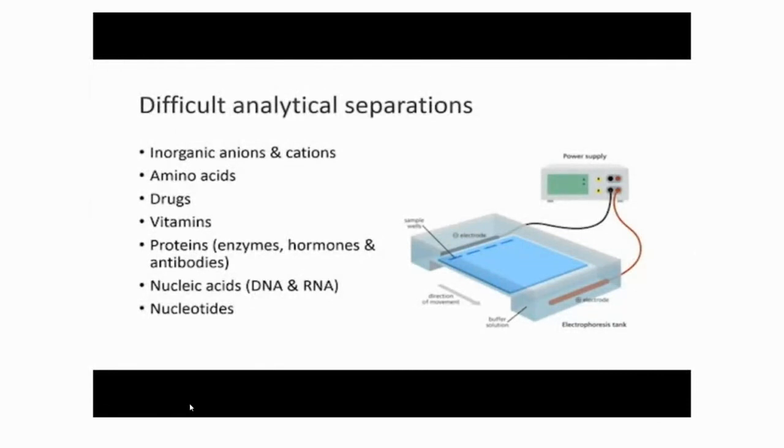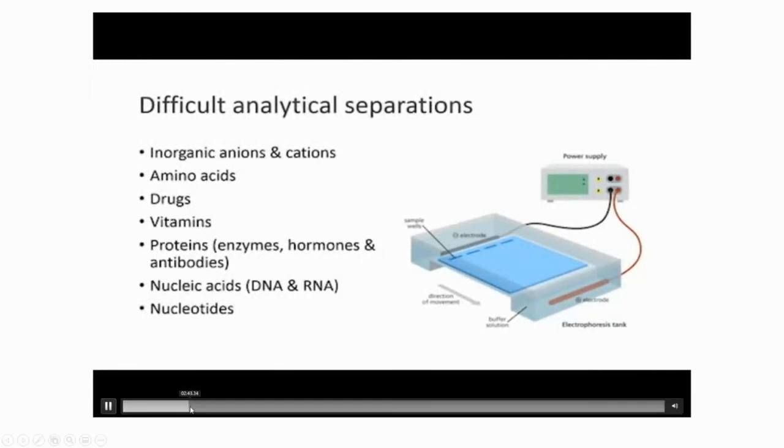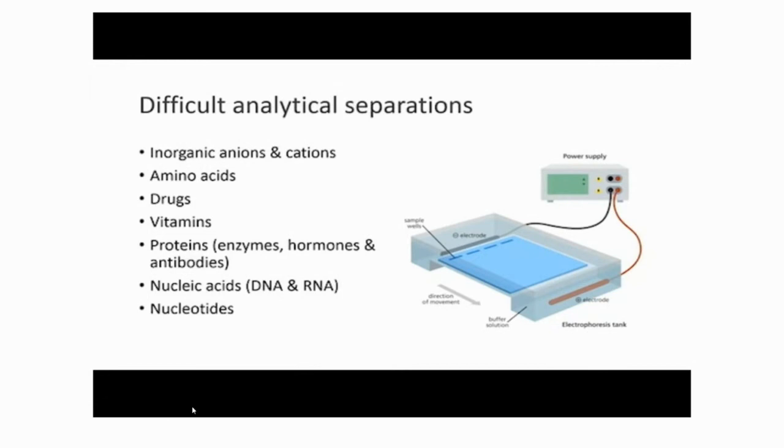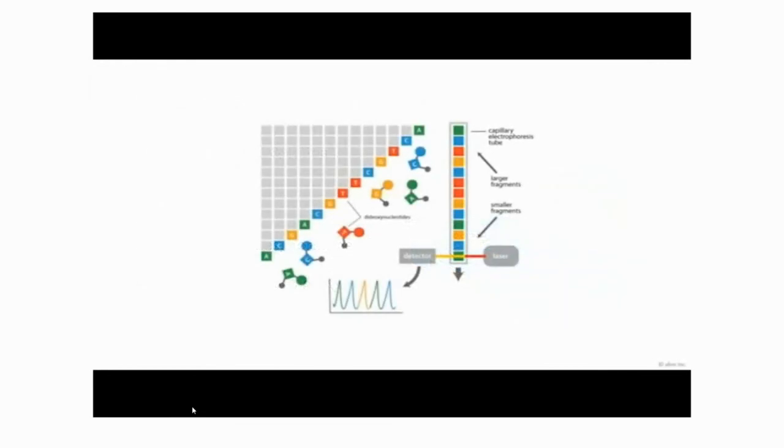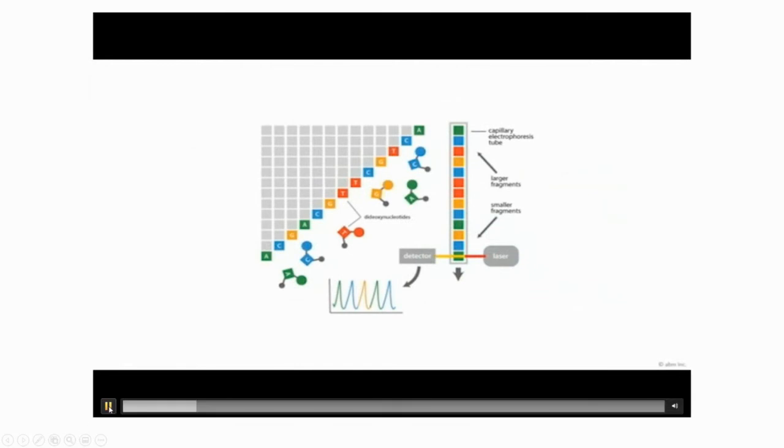Electrophoresis is an advanced separation method that makes many difficult analytical separations possible, from the separation of inorganic anions to the separation of DNA and RNA with unparalleled resolution. For example, to sequence DNA or RNA, we need to distinguish between long chains. This we will discuss in DNA sequencing, okay?